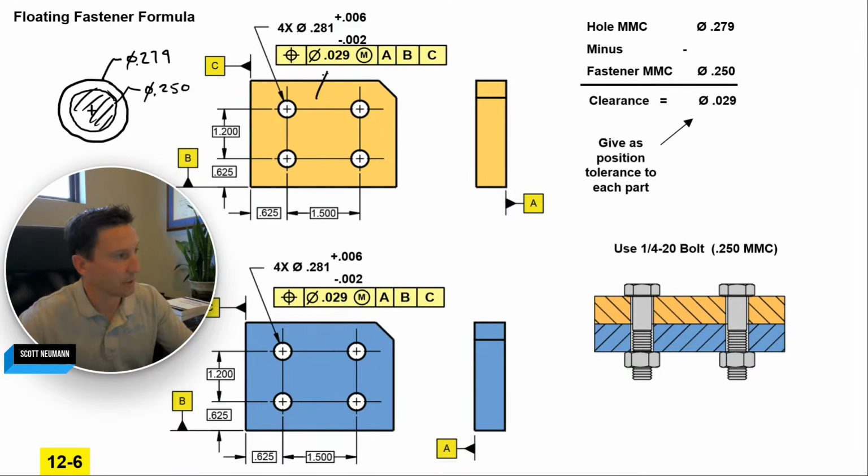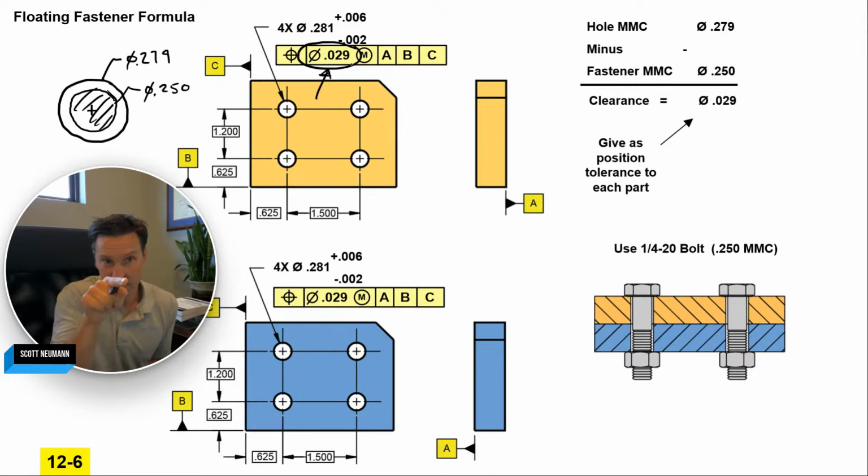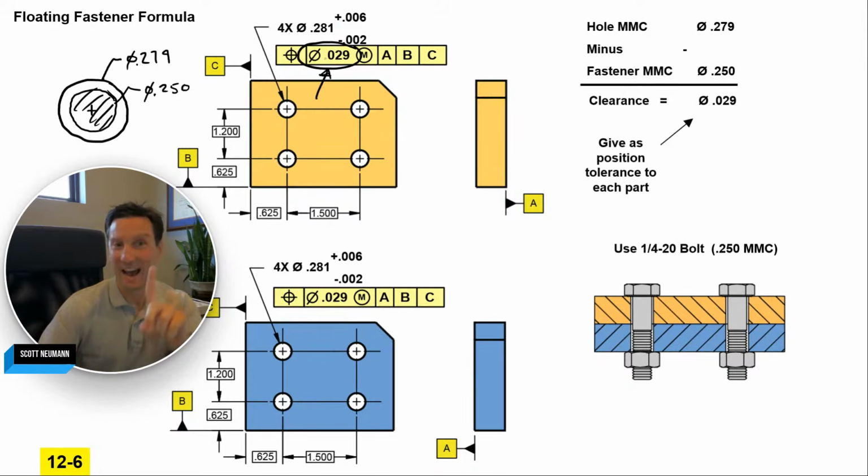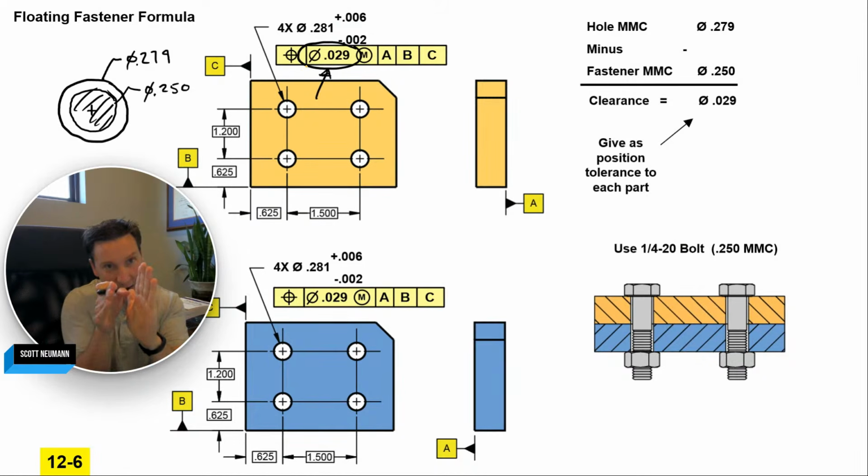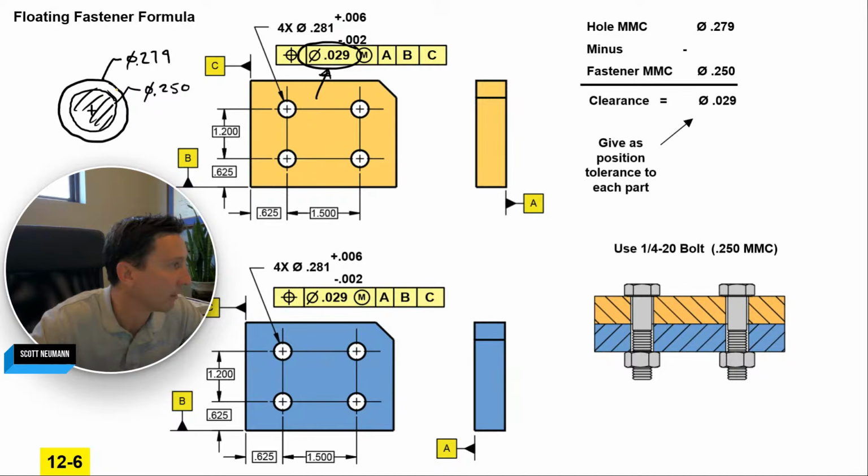So then how much can these holes be off before they hit? So this says a position within a diameter of 29. So how much can the orange axis shift off center? 14 and a half. Yes, half. That's right, half. And that's the key there. When you say position diameter 29, you're saying the axis can shift half of that. He's right, 14 and a half.